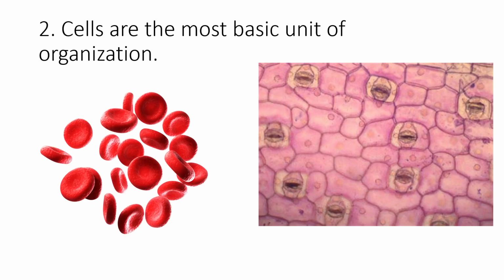Number 2, cells are the most basic unit of organization. So on the left here, I have an artist's recreation of what red blood cells look like. And on the right, I have plant tissues from the peel of a leaf. And in both of those organizations, cells are the basic unit. I can't get down any lower to a cell or from a cell and still be alive. Cells are the smallest things that are still alive.